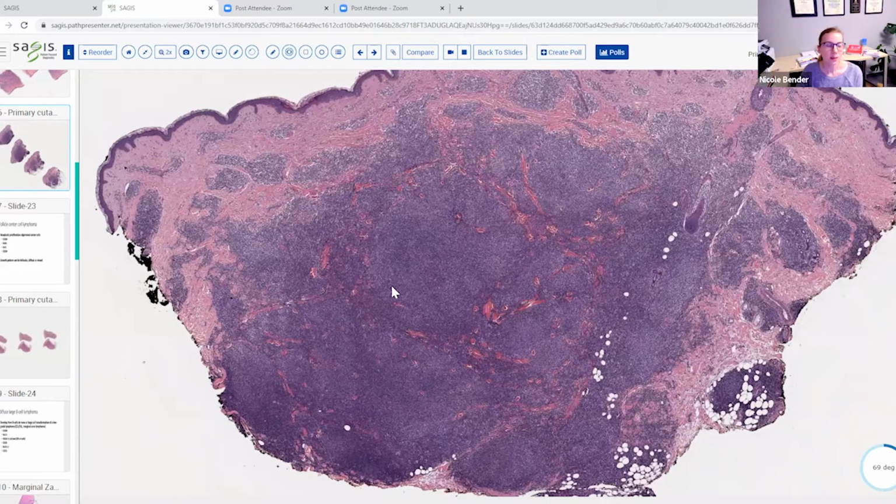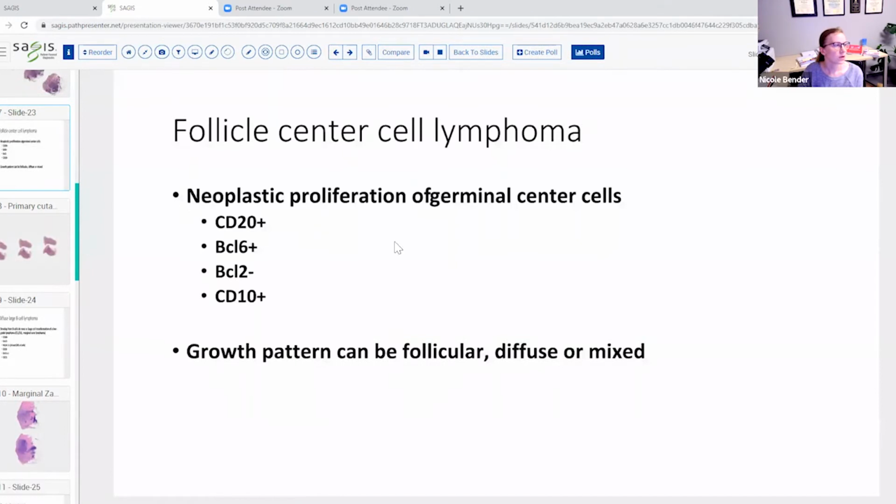immunophenotype. So sometimes a useful clue for this diagnosis is that normal reactive germinal centers are going to have a very high proliferative rate, so greater than 90% of the cells, versus in neoplastic follicle center lymphoma, the proliferative rate is much lower, somewhere like less than 50%. So follicle center lymphoma, neoplastic proliferation of germinal center cells, the growth pattern can be follicular, diffuse, or a mixture of the two. So that's that one.